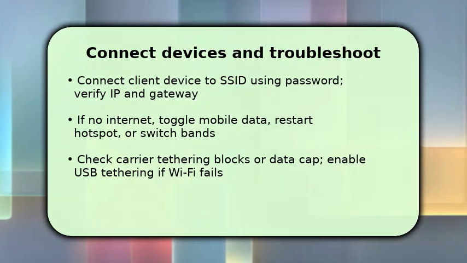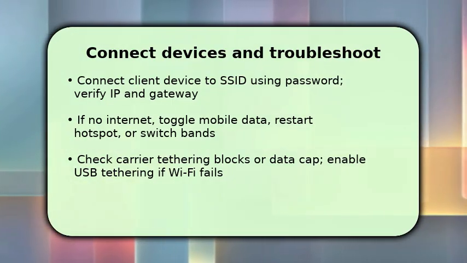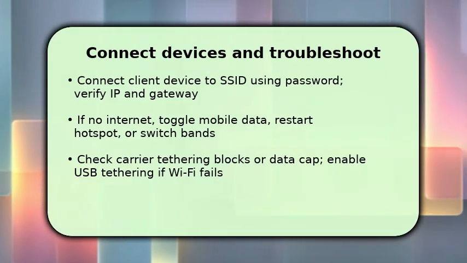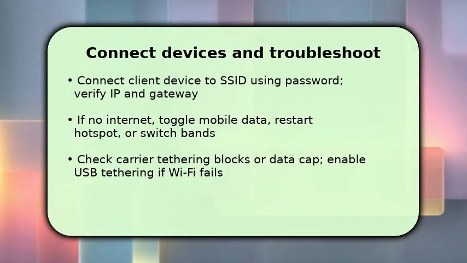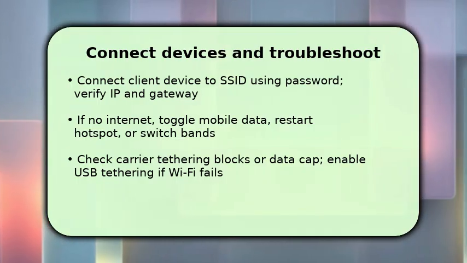If the internet does not work, toggle mobile data on the host device, restart the hotspot, or switch bands. Make sure carrier tethering is not blocked and you haven't hit a data cap. If Wi-Fi still fails, use USB tethering for a direct, more reliable connection as a fallback.